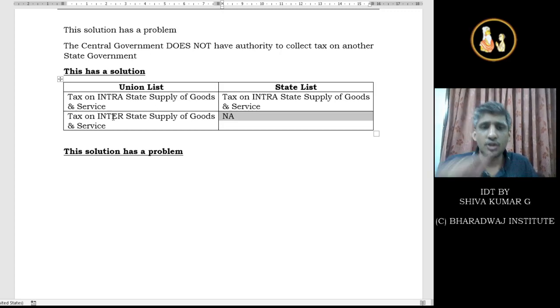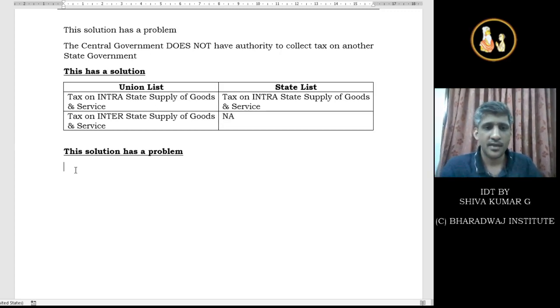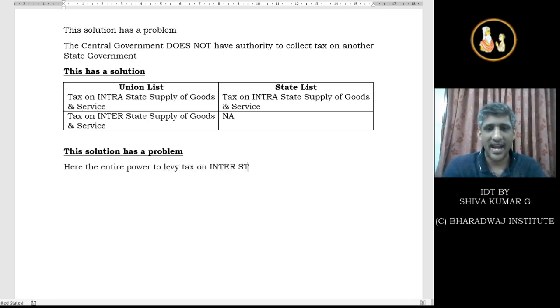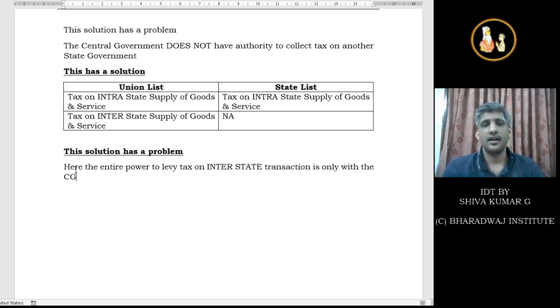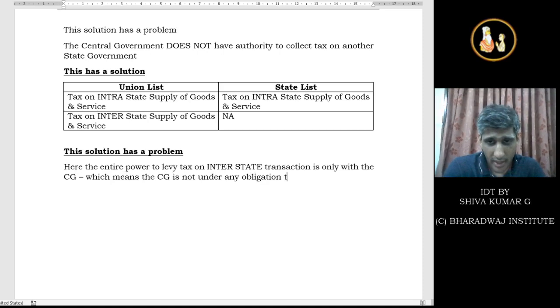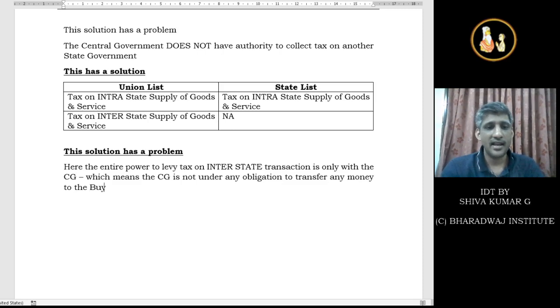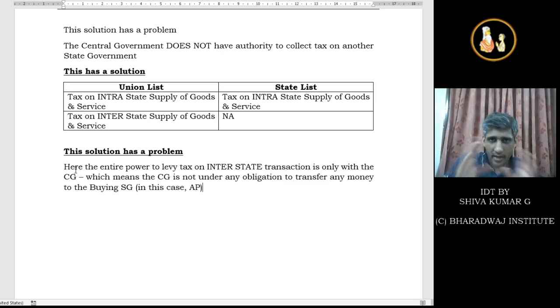So this solution has a problem. What problem? Here, the entire power to levy tax on interstate transactions is only with the central government, which means the central government is not under any obligation to transfer any money to the buying state government. In this case, Andhra. Are you able to understand the problem?